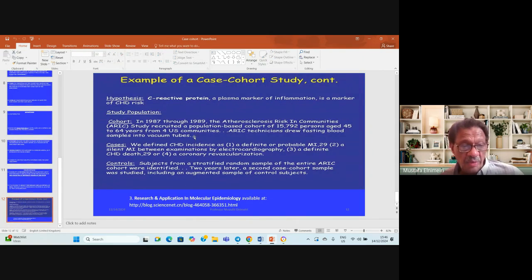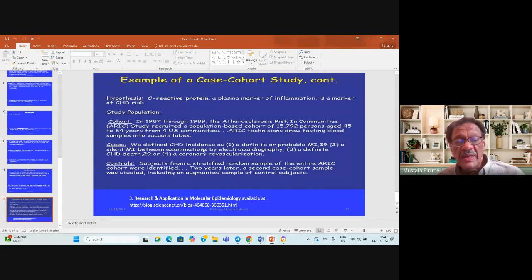We have here an important example that is published in Research and Application in Molecular Epidemiology, available at their website, which is about C-reactive protein, a plasma marker of inflammation, and coronary heart disease. In 1987 through 1989, the Atherosclerosis Risk in Communities study recruited a population-based cohort of 15,792 persons aged 45 to 64 years from 4 U.S. communities, and the technician drew fasting blood samples into vacuum tubes.